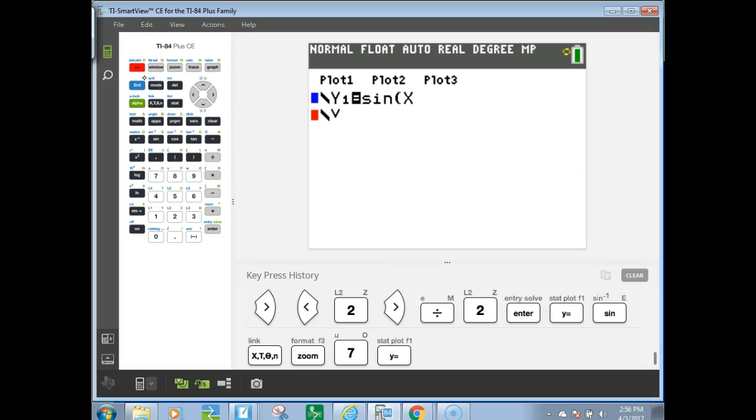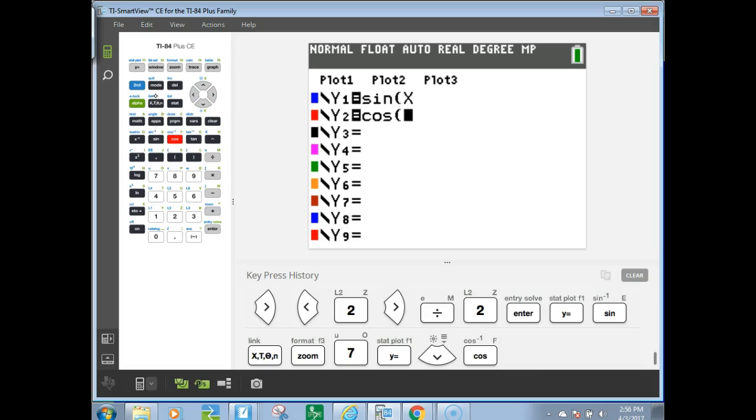If you wanted to look at cosine, it looks kind of pretty putting them together on a color grapher because we push cosine x.